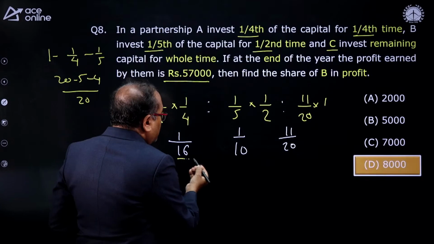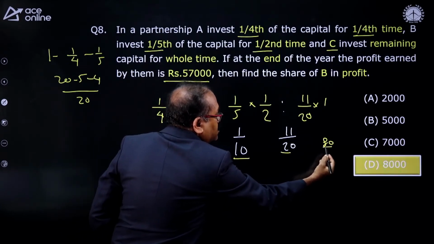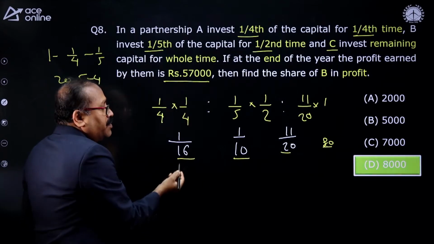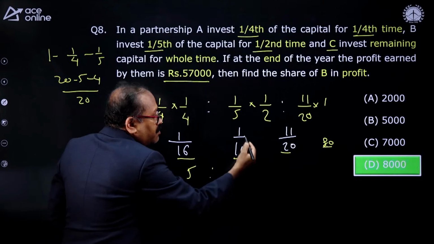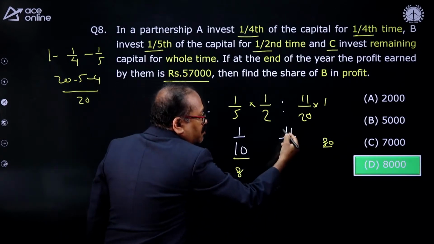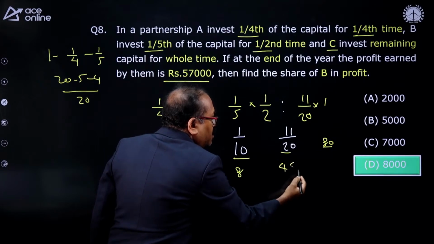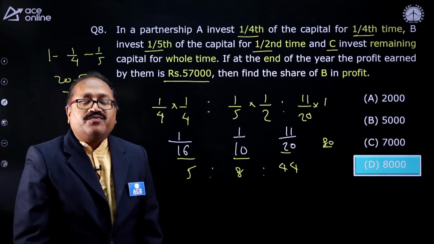I will take the LCM of 16, 10 and 20, which is 80. With 80, multiply 1/16, you are getting 5. With 80, multiply 1/10, you are getting 8, and with 80 you multiply this, you are getting 44 over here. So this is finally the profit ratio.